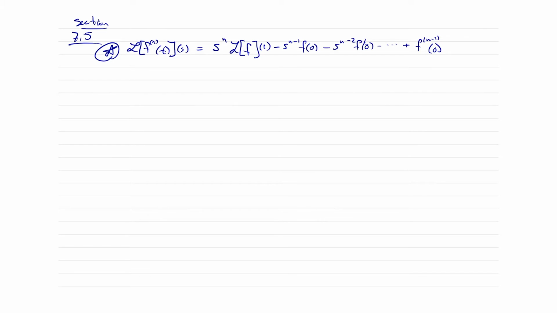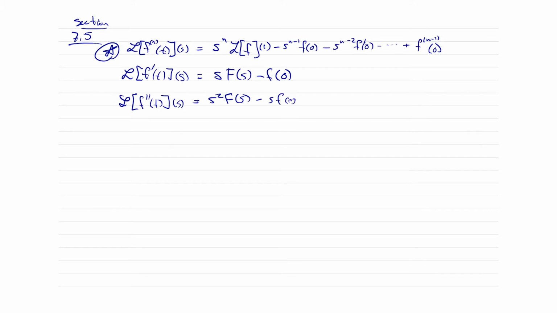The special case that we're really going to be looking at is the Laplace transform of f prime of t, which is s times capital F of s minus f of 0. We're also going to be using the second derivative a lot, because most of what we look at are second order linear differential equations in this section. So you get s squared times F of s minus s f of 0 minus f prime of 0, right? Okay, so we're going to be using these formulas over and over again throughout this section.